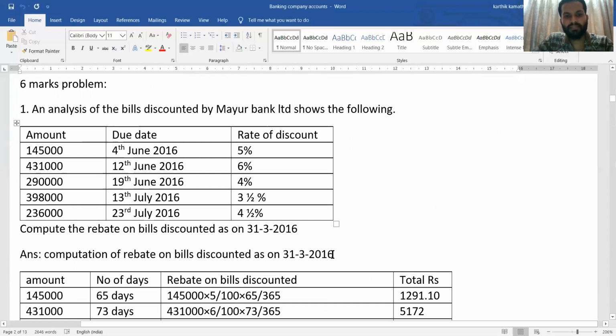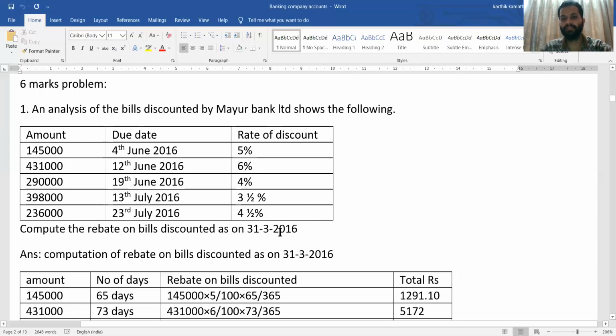Analysis of the bills discounted by the Mayur Bank Limited shows the following. See here, different amounts are given: 1,45,000, 4,31,000, 2,90,000, 3,98,000, then 2,36,000. Then the due date is also mentioned and the rate of discount is also given. Compute the rebate on bills discounted as on 31st March 2016. So now, closure of books of account, year 31st March 2016.